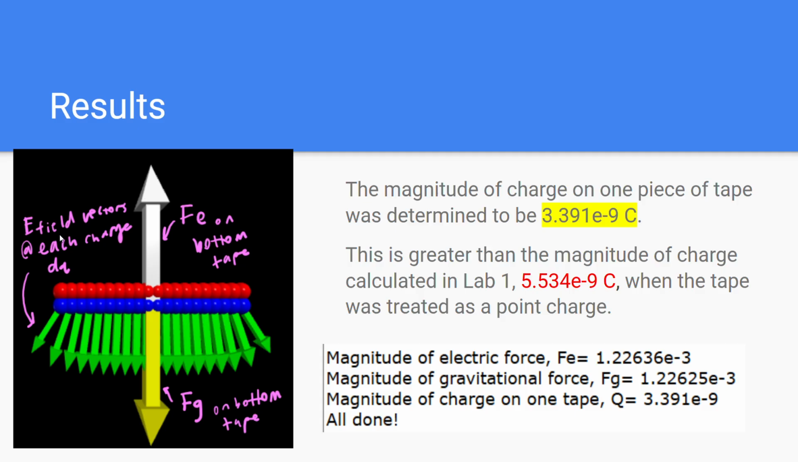So here's a look at the results. In the picture, you'll see the E-field vectors at each charge dq, and they have a bit of an angle to them, depending on their r vector between the two tapes. And then the electric force is demonstrated by the big white arrow pointing up, and the gravitational force on the bottom tape is demonstrated by the big yellow arrow pointing down. The magnitude of charge on one piece of tape was determined to be 3.391 times 10 to the negative 9th coulombs. And then this was less than the magnitude of charge that was calculated in Lab 1, which was 5.534 times 10 to the minus 9th when the tape was treated as a point charge. And then you'll see what our GlowScript shell outputted.